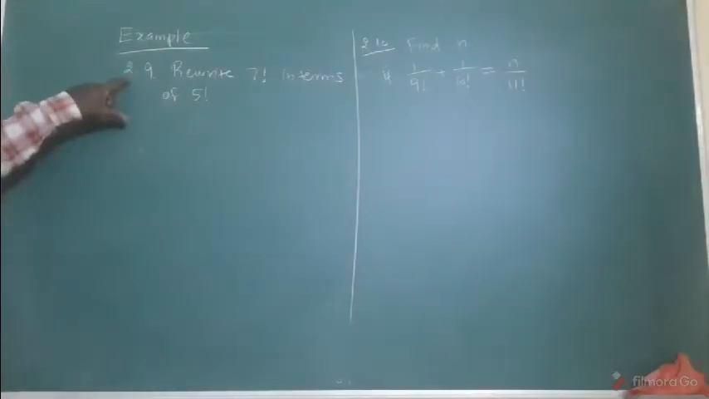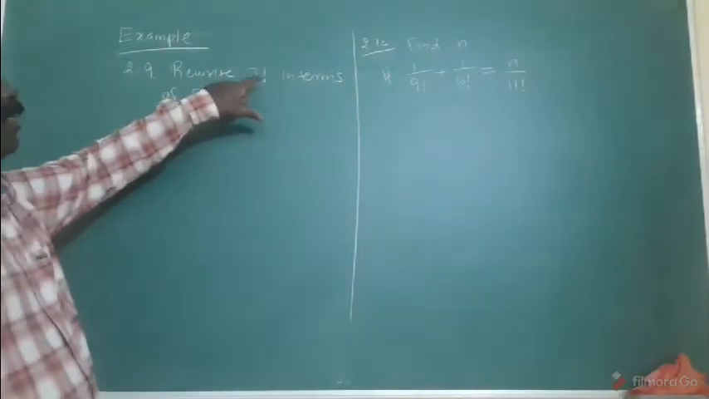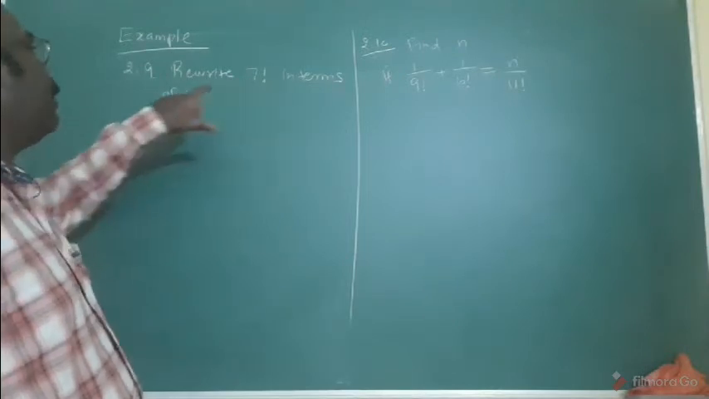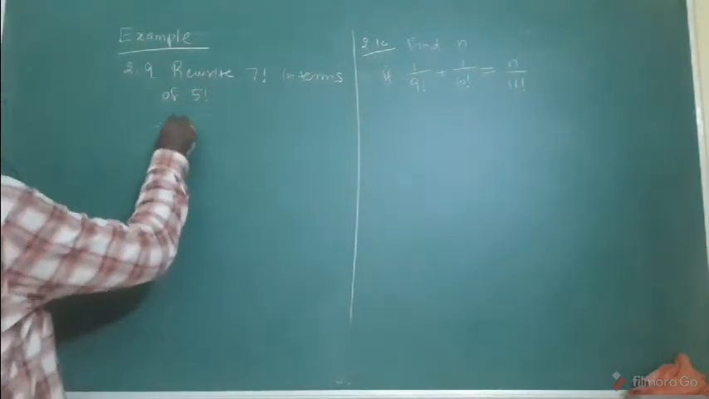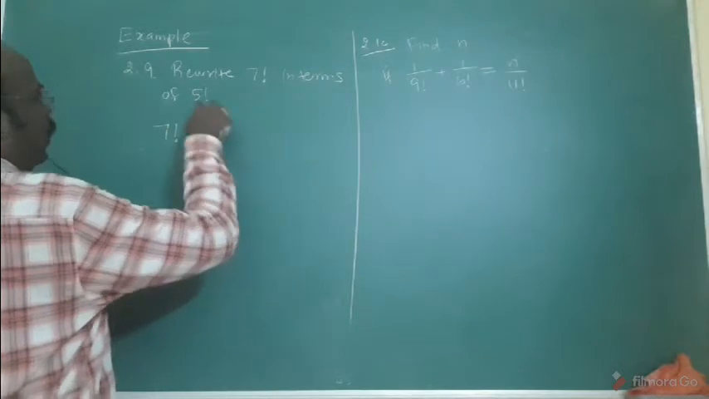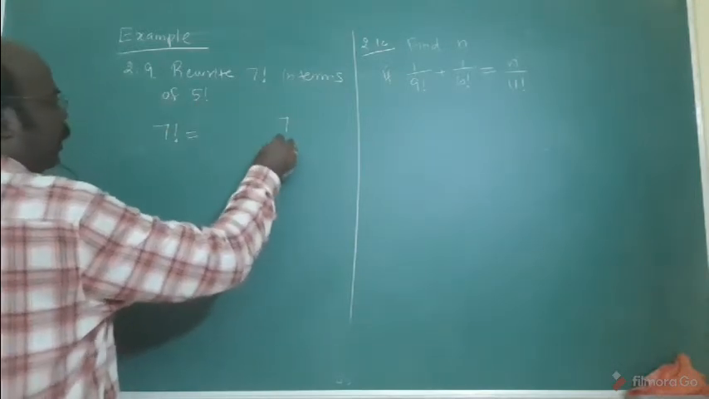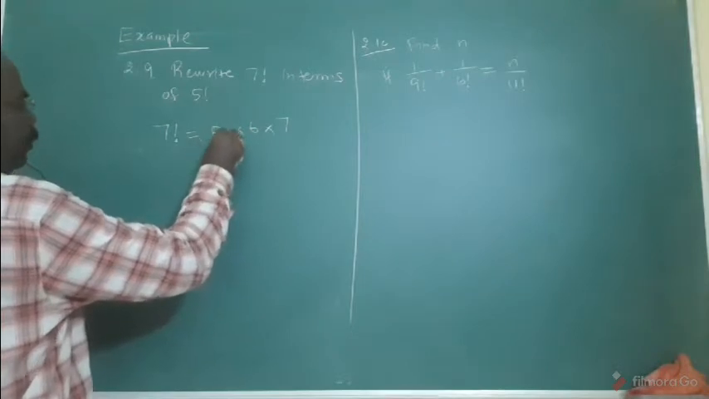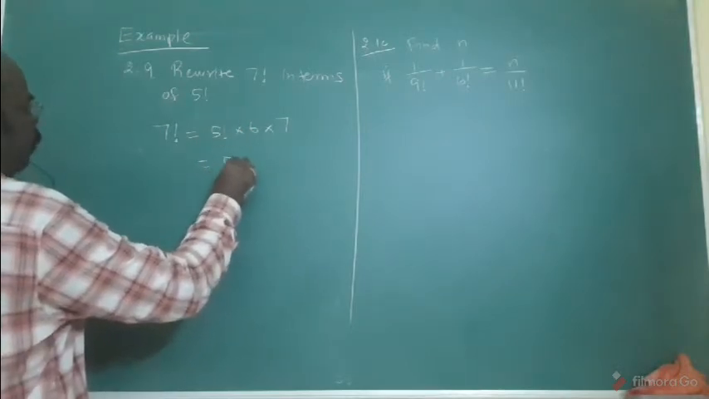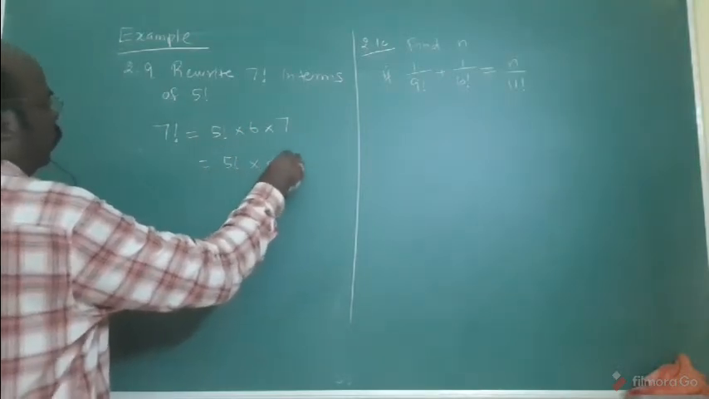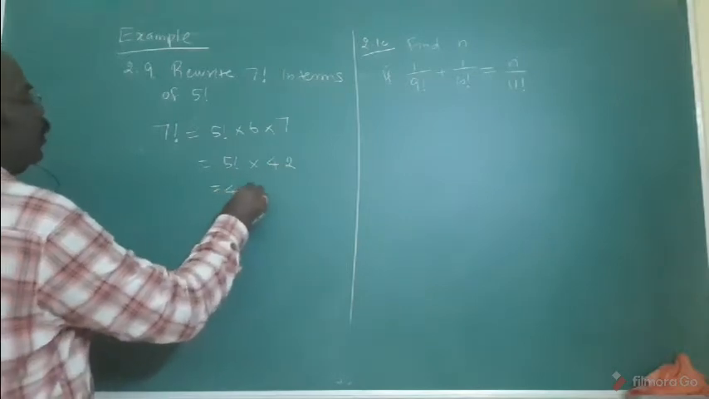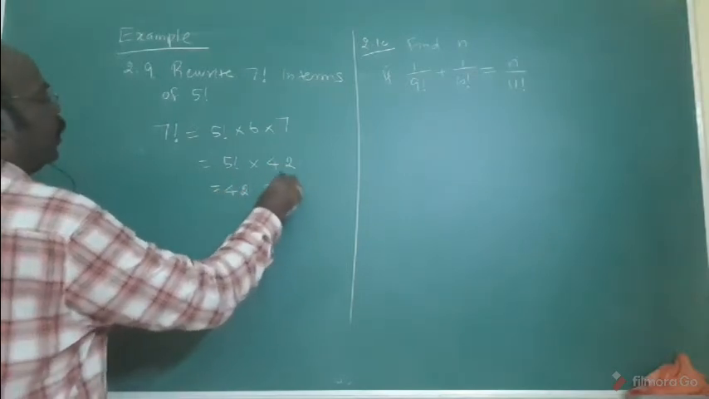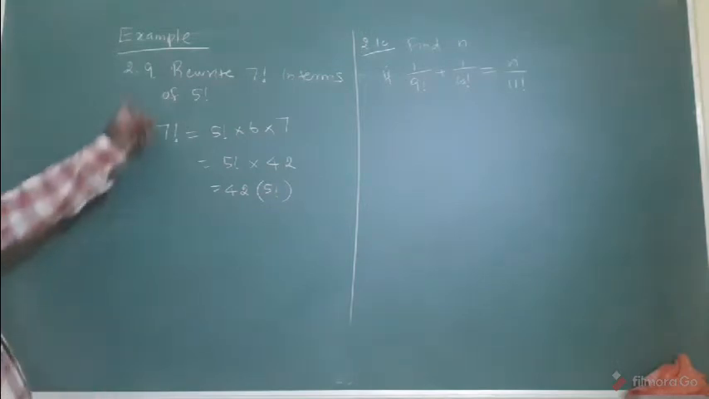Now next question, example 2.9. Rewrite 7 factorial in terms of 5 factorial. So 7 factorial can be written into 5 factorial, no? So 7 into the previous number 6 into the previous number 5 factorial. Am I right? Now multiply both: 42. 42 into 5 factorial. This is the answer, that's all, in terms of 5 factorial.